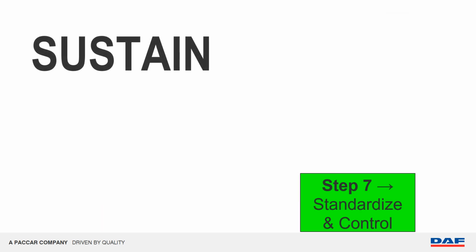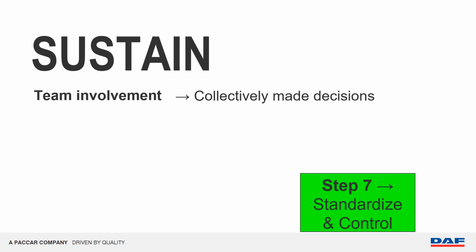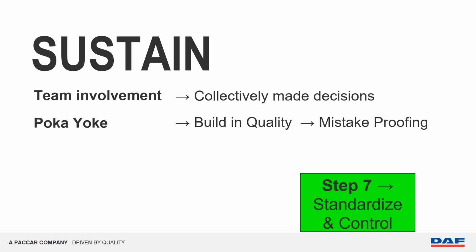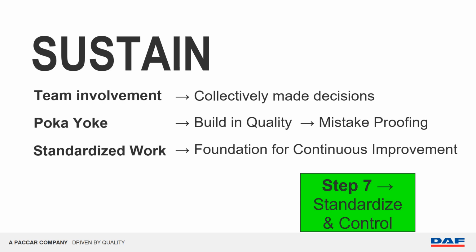The final step in any lean project is to ensure that all implemented changes will remain implemented. How will you sustain the new process? What if operators change because they leave the company? Well, the first step is to get your team involved right from the start of the project. Get your team's buy-in for each decision that's made. And introduce Poka-Yoke solutions so things cannot go wrong anymore. Build in quality and mistake-proof your new process. And standardize the work. Introduce clear work instructions that lay the foundation for continuous improvement.